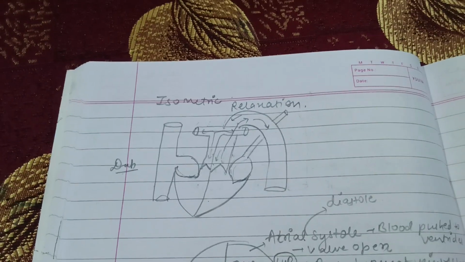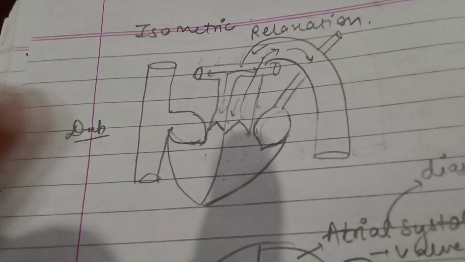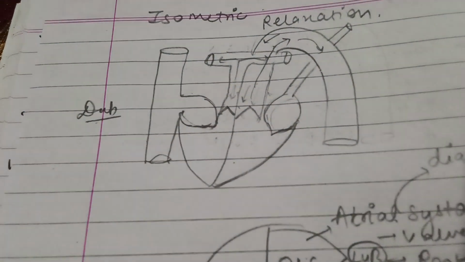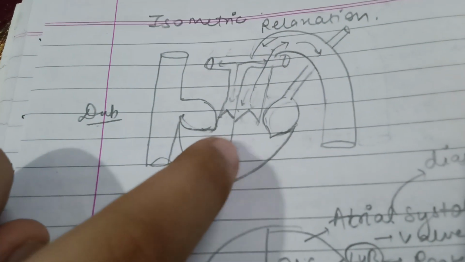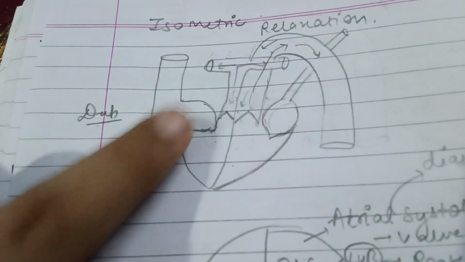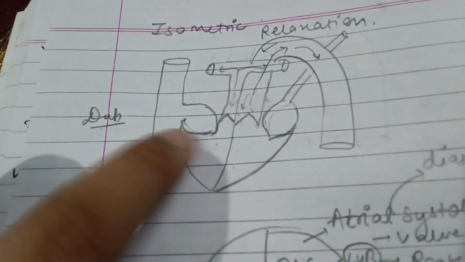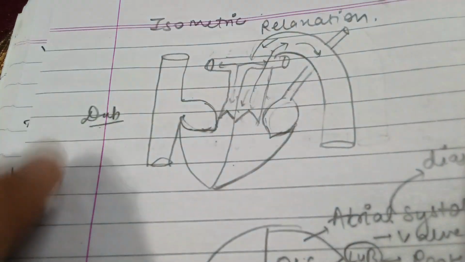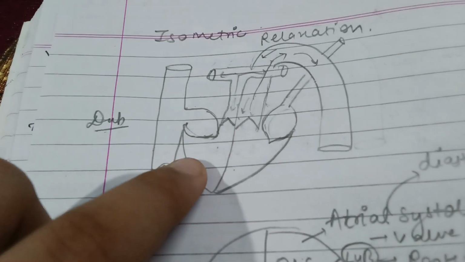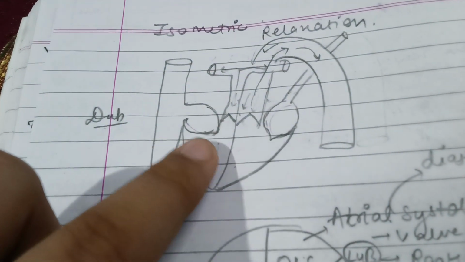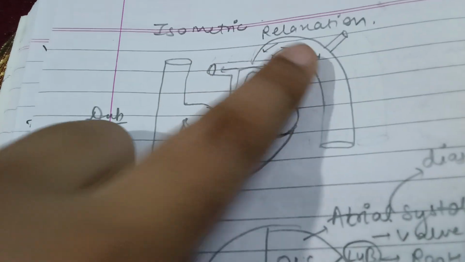So isovolumetric relaxation happens. What happens in this? Blood does not enter and blood does not exit, so the volume remains the same, hence it is isovolumetric relaxation. Whenever we have isovolumetric, we just deal with the ventricle, which is relaxing right now. It's relaxing, but the pressure is dropping. After the pressure drops, the pressure in the artery will rise, and then isovolumetric relaxation is completed.